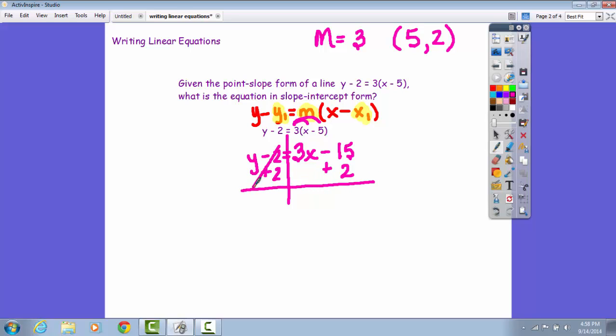When I add 2 to both sides, that leaves me y by itself on the left side. 3x is brought down. A negative 15 and a positive 2 is going to create a negative 13. The slope-intercept form of this equation is y equals 3x minus 13.